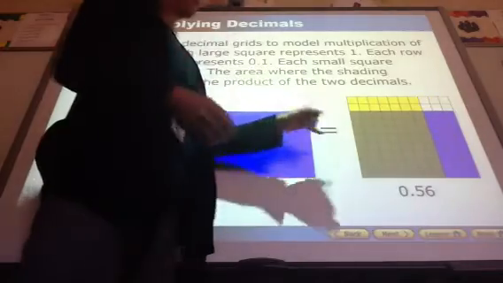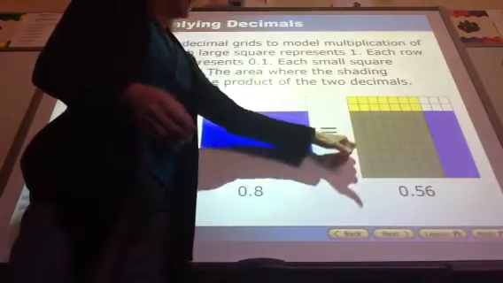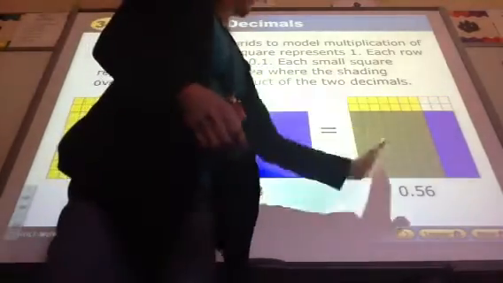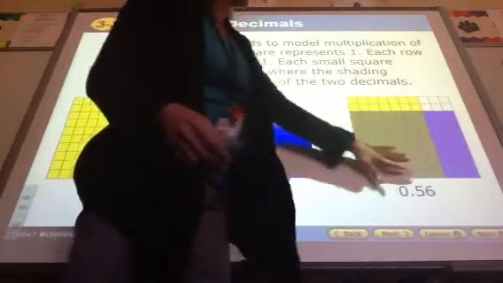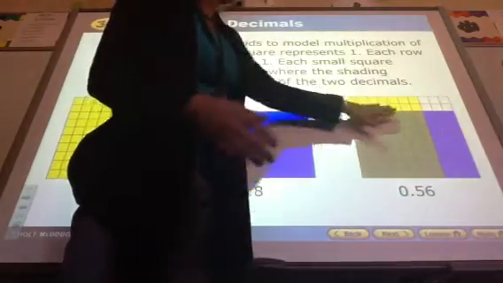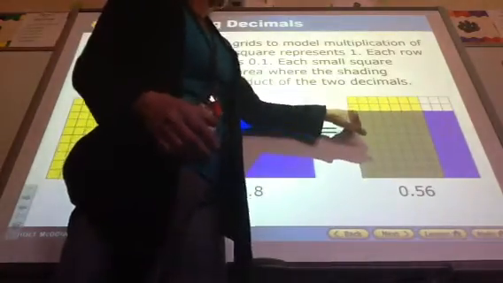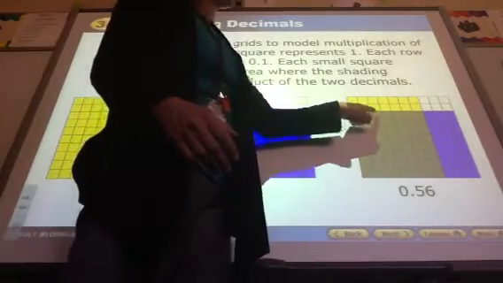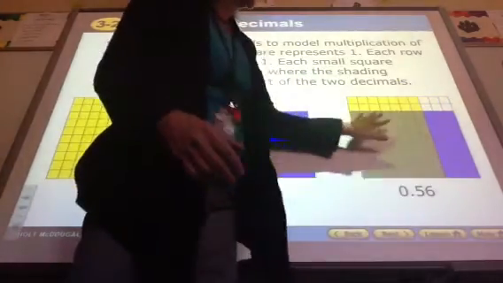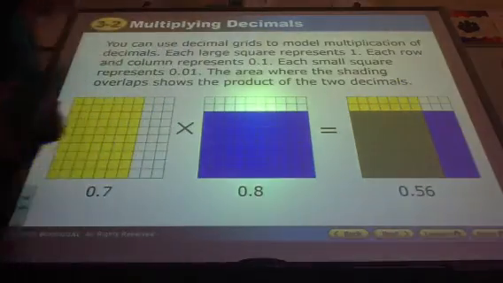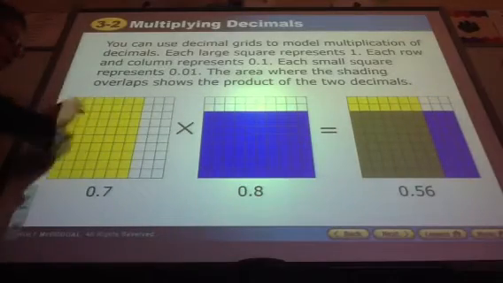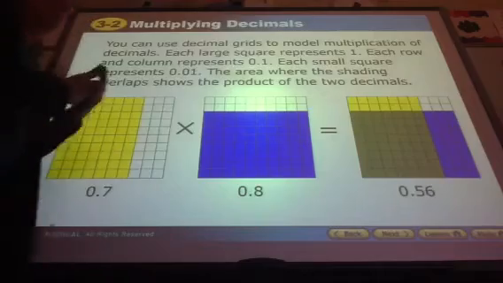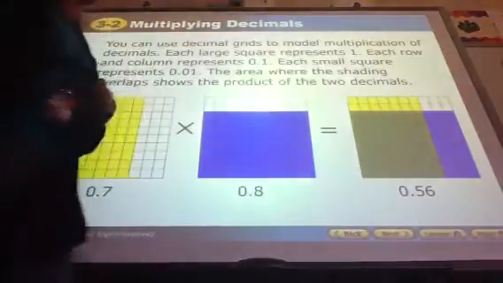Okay? And when we multiplied before, we would always say, if I have 8 rows and 7 columns, and I want to count these up and see how many there are altogether, I would say 8 times 7 is 56. Well, now these are representing hundredths, so there are 56 hundredths shaded in. And before, there are 7 strips and 8 strips, and those represent the tenths. But once they overlap, you have to look at them in hundredths.